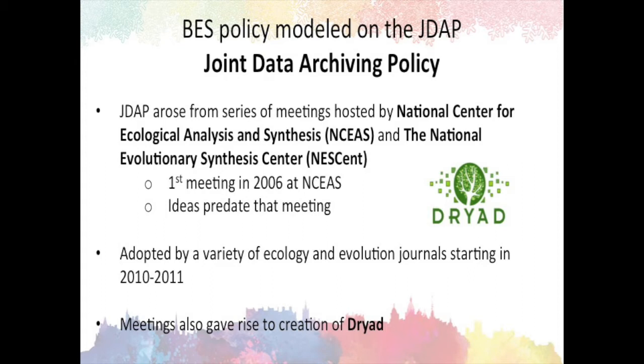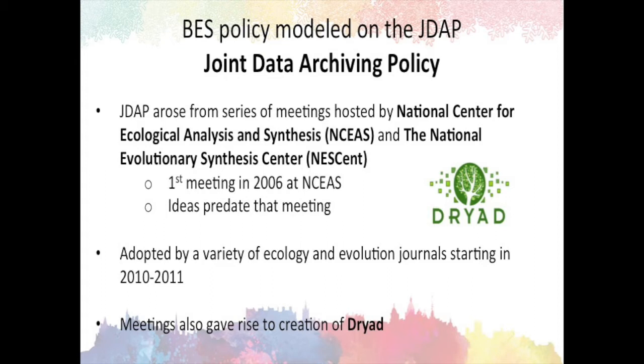These meetings and the people at those meetings, which included a lot of journal editors, gave rise to a policy called the Joint Data Archiving Policy, or commonly called the JDAP, which was adopted starting in about 2010 and 2011 by a wide diversity of ecology and evolution organizations, societies, and publishers. The BES then adopted a variant of that. We didn't adopt the JDAP literally, we rewrote it, but we used it as a model and began requiring that data be archived for papers published in our journals.